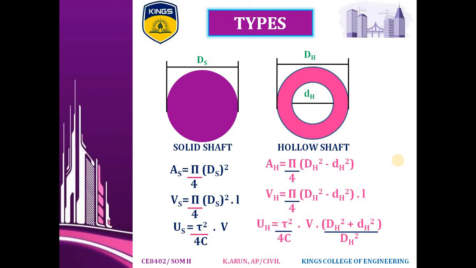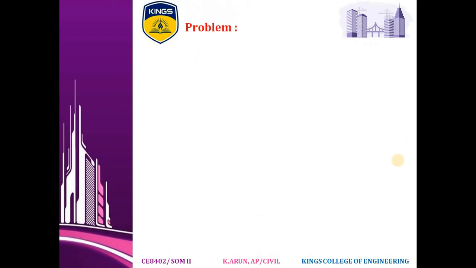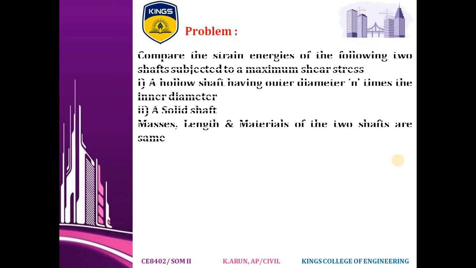So now we are going to solve a problem. Compare the strain energies of the following two shafts subjected to a maximum shear stress. They are given two cases. One is a hollow shaft having outer diameter n times the inner diameter, and the second one is a solid shaft. They also mentioned that masses, length and materials of the two shafts are same.